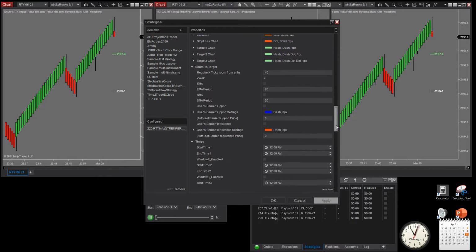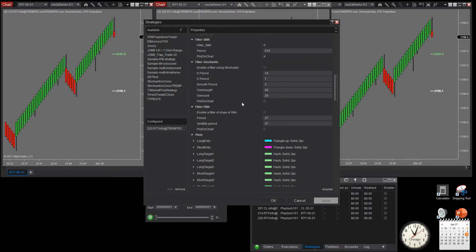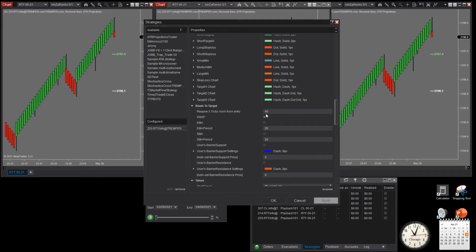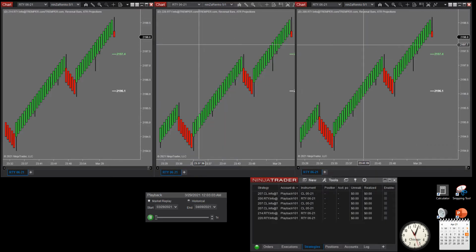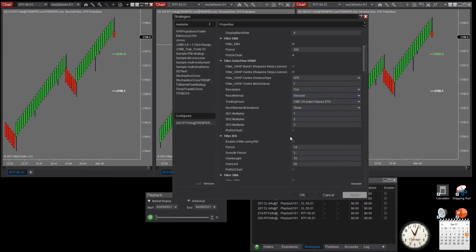And our indicator is set for room to target. Where the heck is it? Down here, there, 40 ticks and VWAP. So it should be able to take trades going into it as long as there's room for 40 ticks. And this one is the same thing, only this one is not plotting, because there was an issue that it works when it's plotting but not when it doesn't plot.